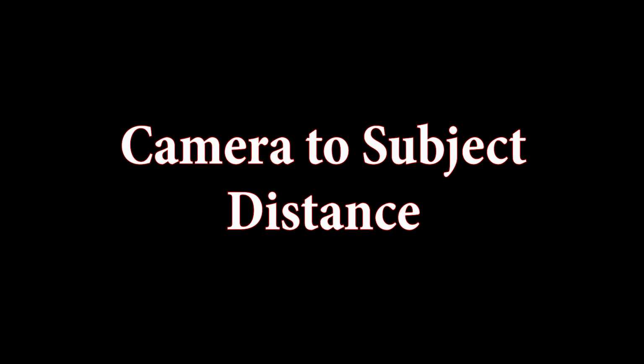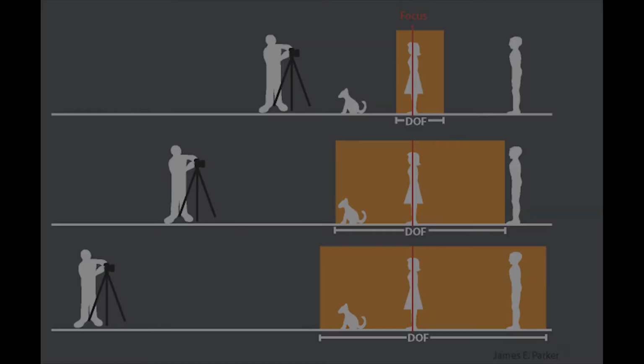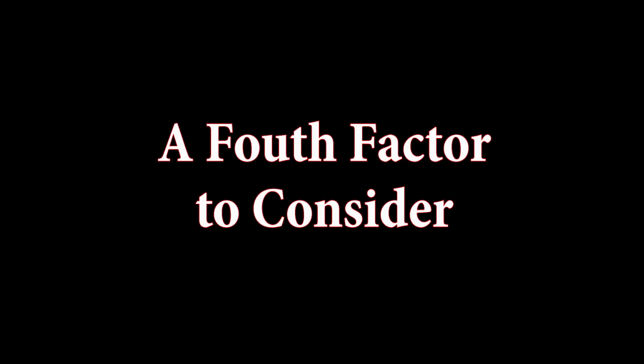Finally, let's talk about controlling our depth of field with our distance between camera and subject. The closer your camera is to the subject, the shallower the depth of field. The further away from the subject your camera is, the deeper the image will be. So if you're looking for a shallower depth of field, pick your camera up or your tripod and move it closer to your subject. If you're looking for a deeper image, again, pick up your camera or your tripod and move it away.